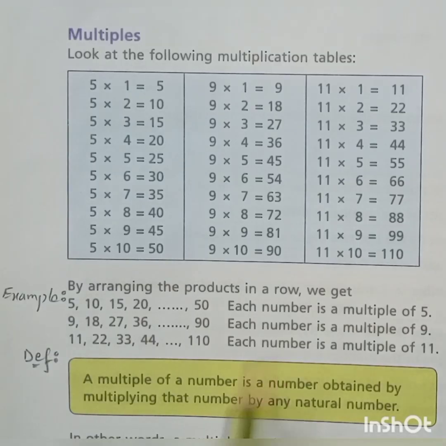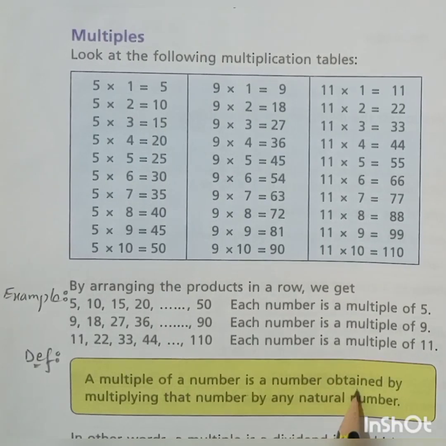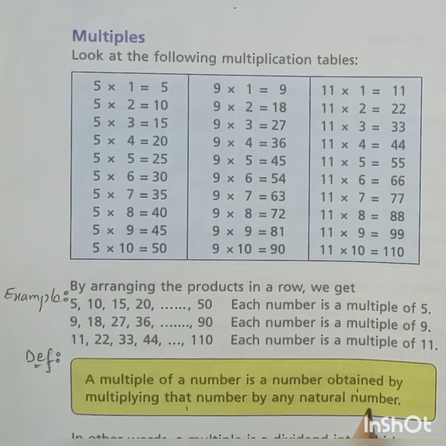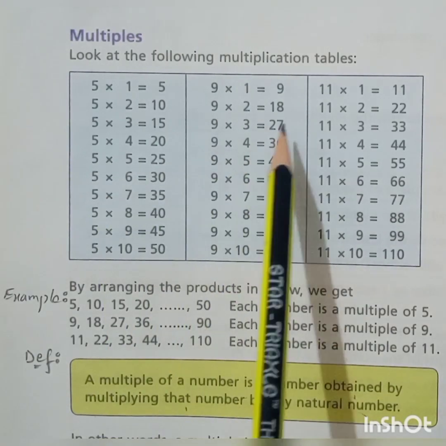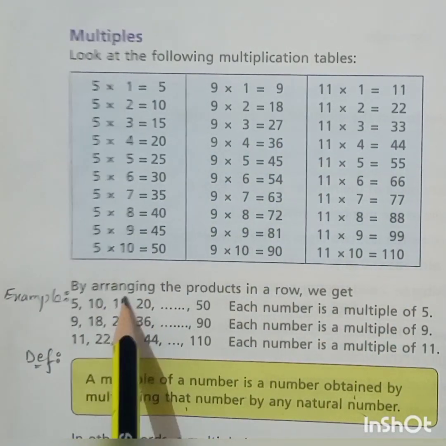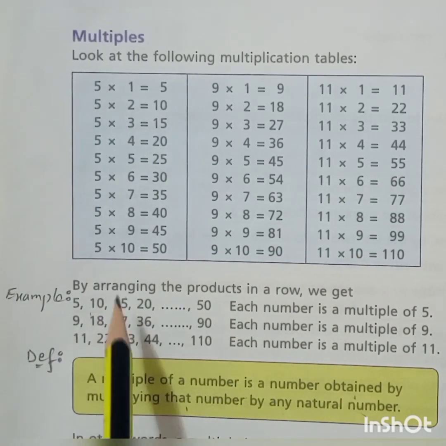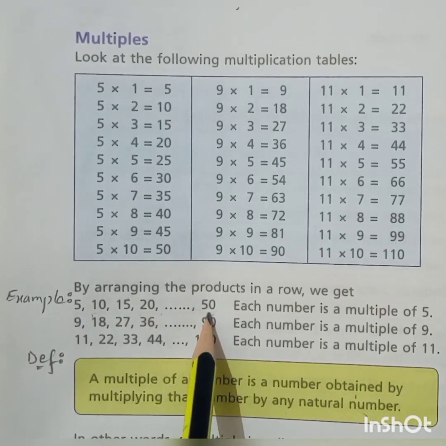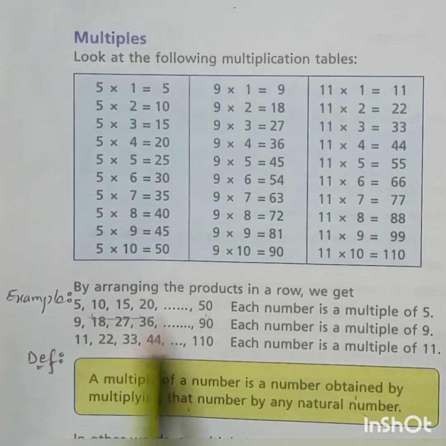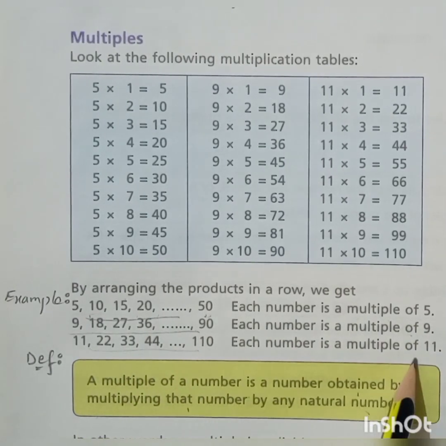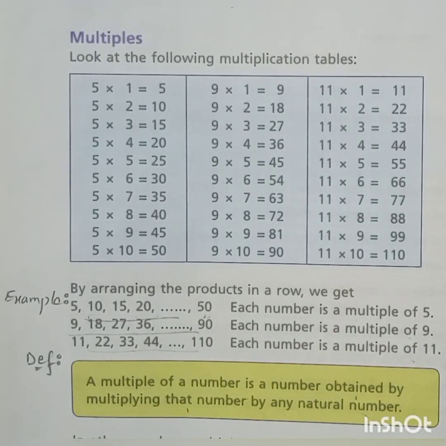The topic is multiples. A multiple of a number is a number obtained by multiplying that number by any natural number. You can easily see this in the multiplication tables, and you are very familiar with these tables. Next example: 5, 10, 15, 20 and so on up to 50. You can see that each number is a multiple of 5, and this number is also a multiple of 9, and these numbers are also multiples of 11. So these are called the multiples of these numbers.